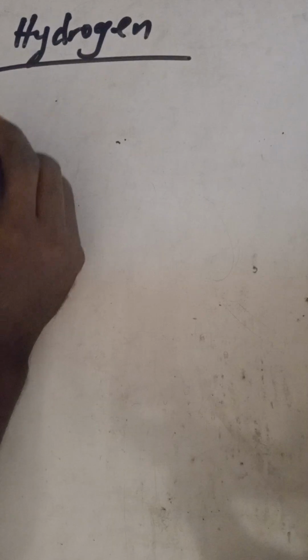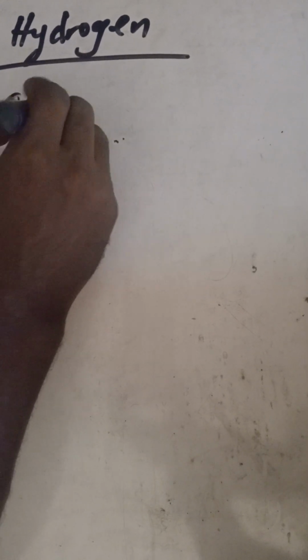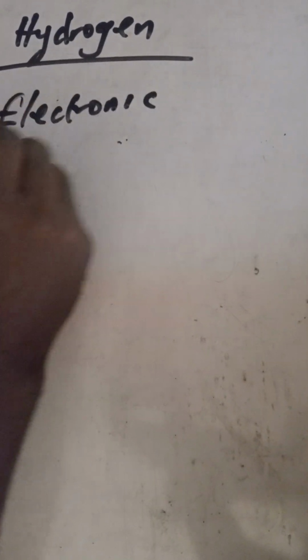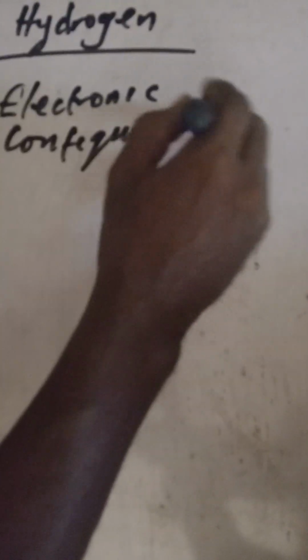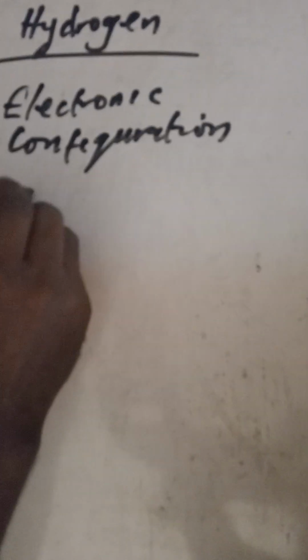So the electronic configuration of hydrogen is 1s1. Hydrogen, electronic configuration of hydrogen is 1s1, like other elements have different electronic configurations.